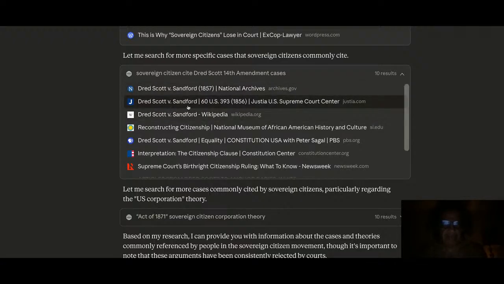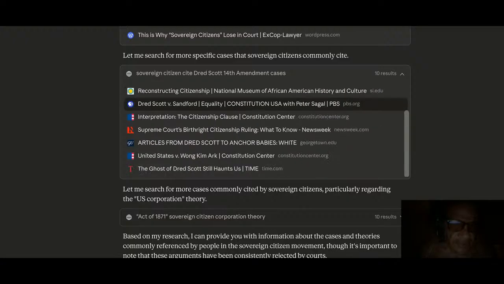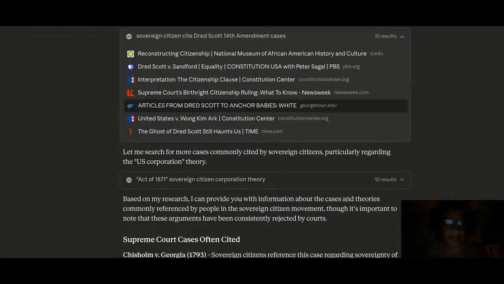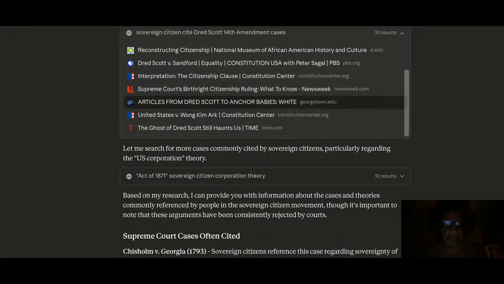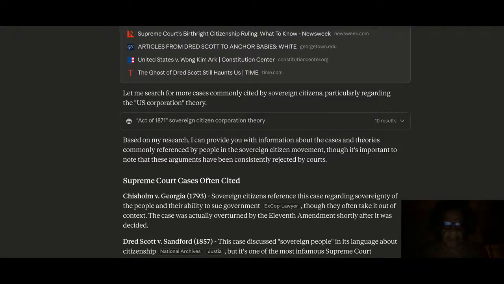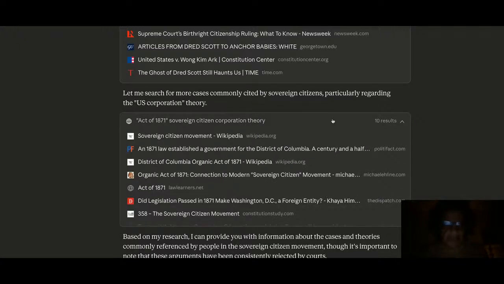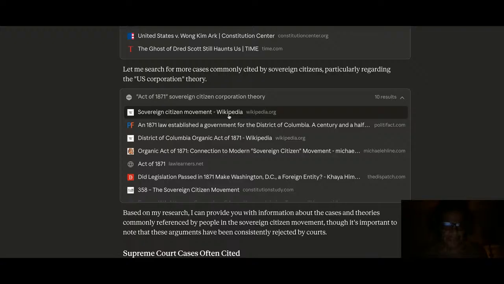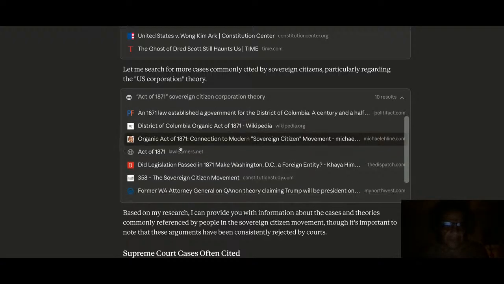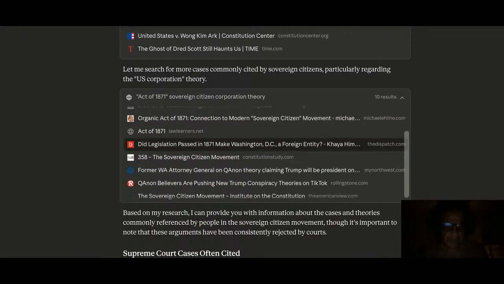Dred Scott, yeah, you can't really use Dred Scott because it's even before the Civil War. So they don't like it when you try to use Dred Scott, although it's pretty clear that that's a good case to read and understand, along with the Slaughterhouse cases. It gives you the Wikipedia stuff. 1871, right? Oh, yeah. There's your Organic Act. Why is that important?